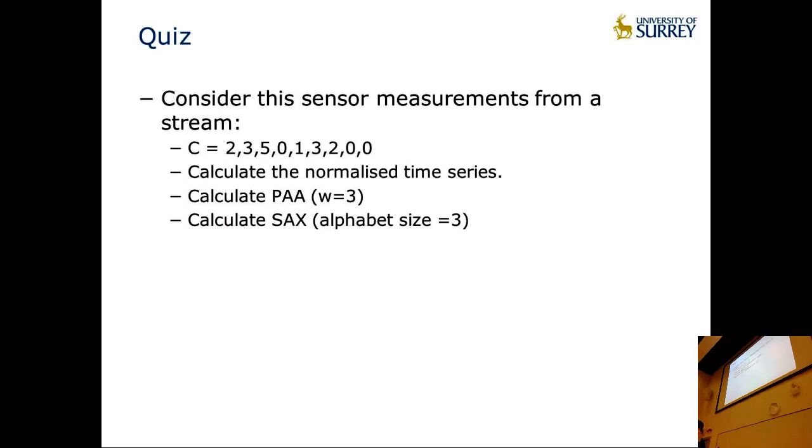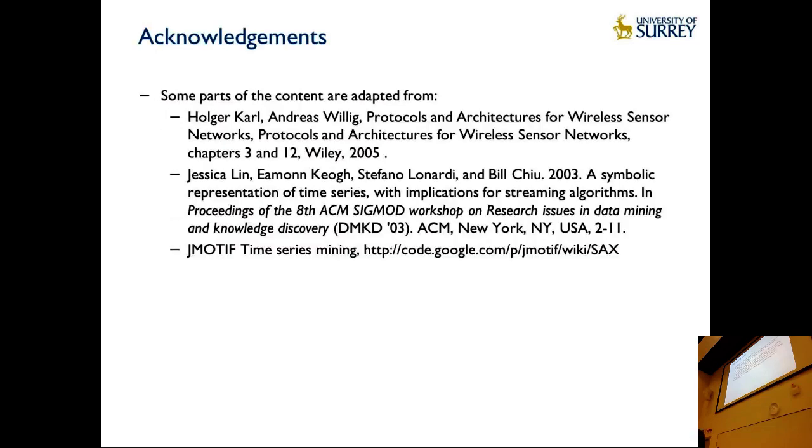If anyone is interested to discuss it further, you can come and see me, drop me an email, or come and talk to me during the lab hours. Any other questions? I think I've finished my idea.